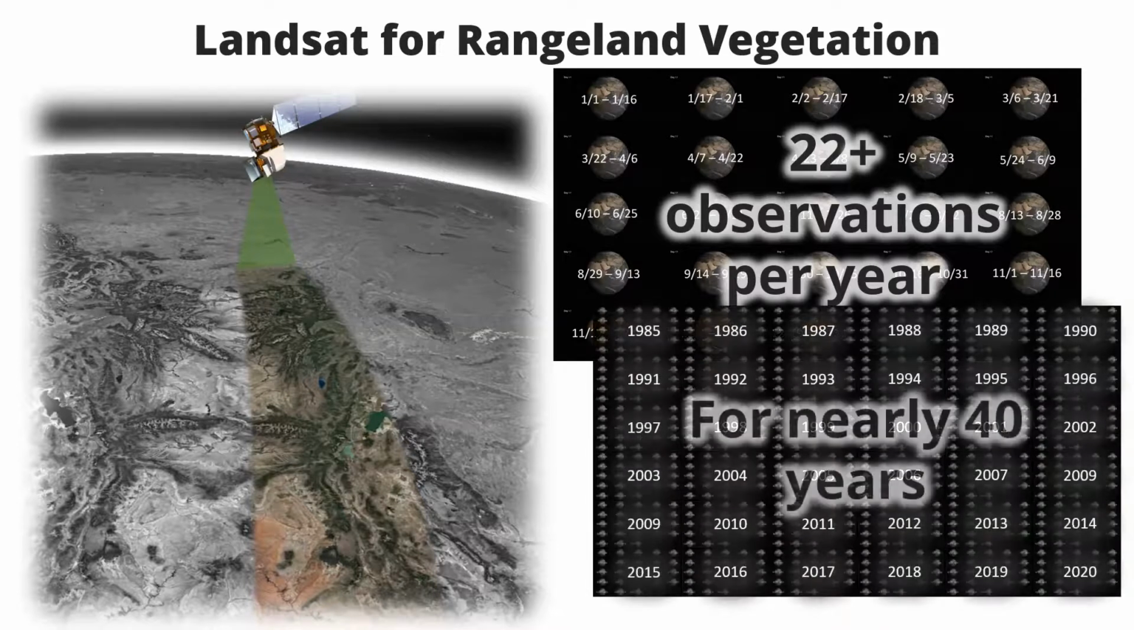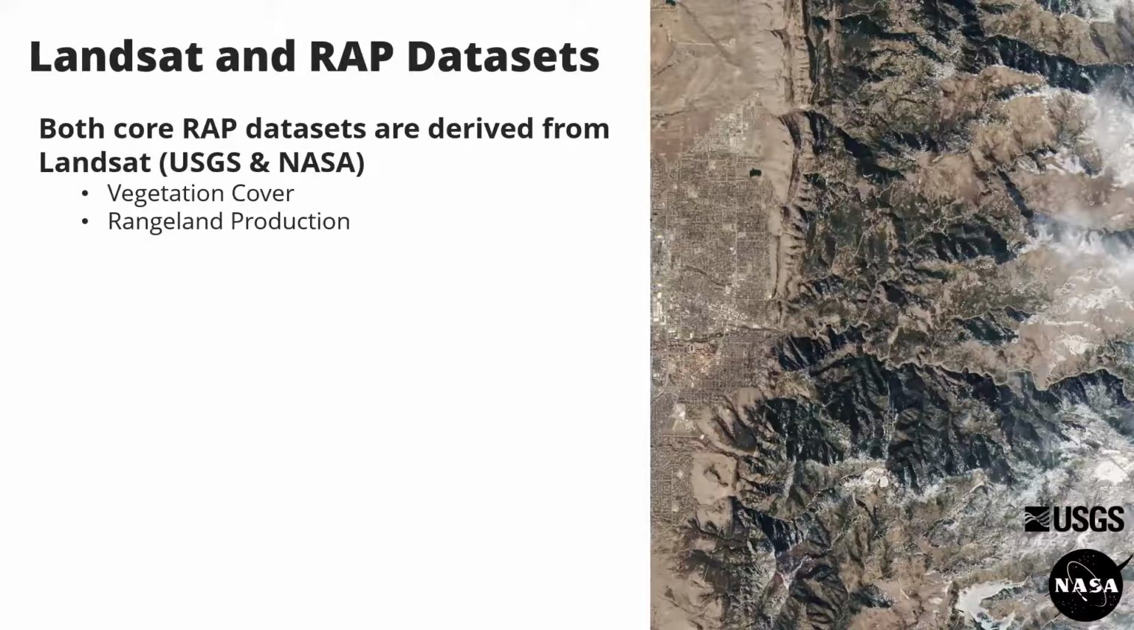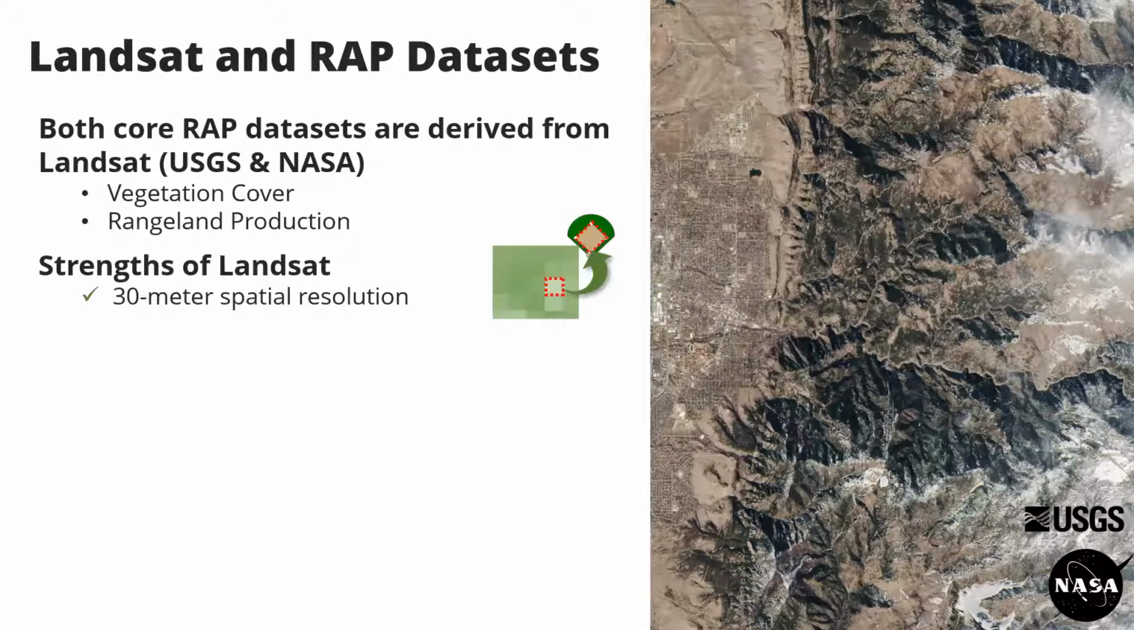And then it's been in operation for nearly 40 years. So it's just a huge archive of vegetation data, really unlike anything else that is available. And so it's really powerful for building our data sets off of. And so as I mentioned, both of the data sets I'll talk about today, vegetation cover and rangeland production, rely on Landsat. And some of the other strengths of Landsat are it's a 30-meter spatial resolution.